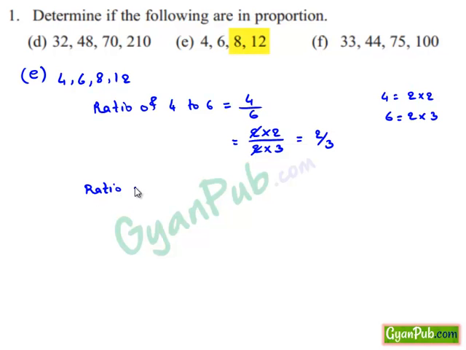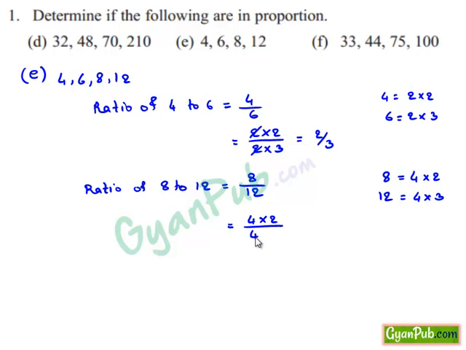Similarly, ratio of 8 to 12 is equal to 8 upon 12. Here 8 can be written as 4 times 2 and 12 can be written as 4 times 3. So by rewriting the fraction, 4 times 2 upon 4 times 3, 4 in the numerator and 4 in the denominator gets cancelled, which gives the ratio of 8 to 12 as 2 upon 3.